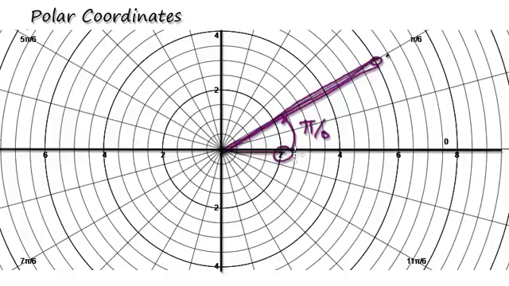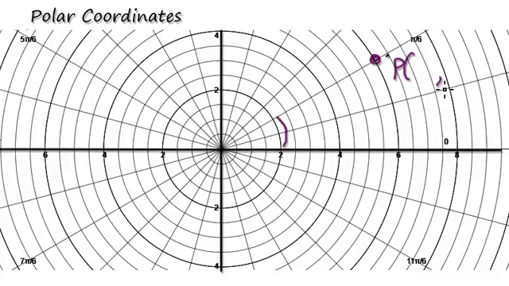So from here to here is 2. From the origin to here would be 4. So the radius here is really 6. So you can specify this point by stating the angle as being pi over 6, and the radius here is really 6. So the point here will be 6 comma pi over 6.